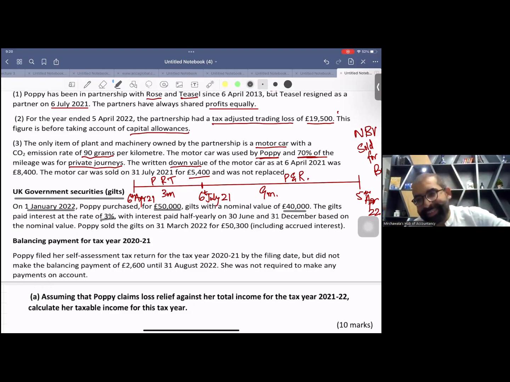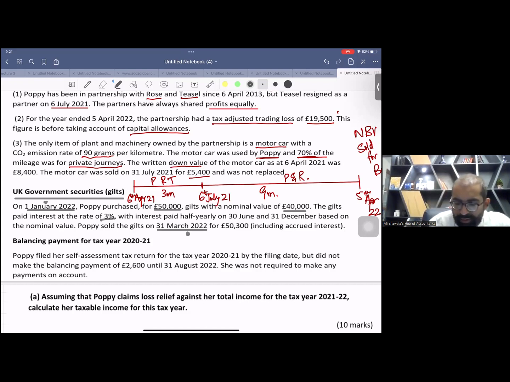Yes, the interest rate is always relevant. With interest paid half yearly on 30th June and 31st December, that is irrelevant. Leave it, based on the nominal value. Poppy sold the guilds, yes, in the same fiscal year. So bought here and sold here. So how many months? 1st January to 31st March, only 3 months.